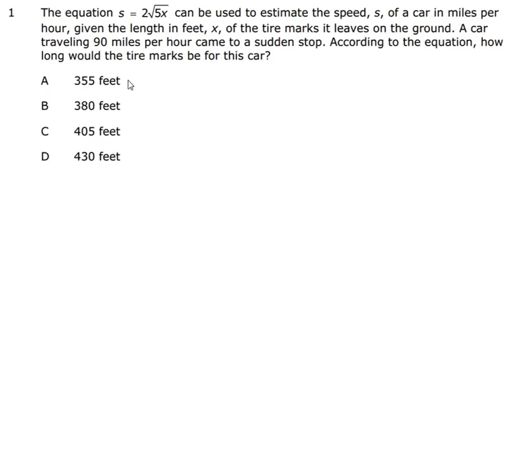The equation s equals 2 square roots of 5x can be used to estimate the speed s of a car in miles per hour, given the length in feet x of the tire marks it leaves on the ground. A car traveling 90 miles per hour came to a sudden stop. According to the equation, how long would the tire marks be for this car?